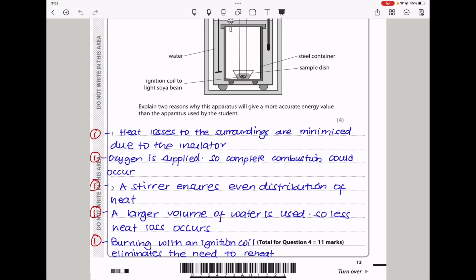Like I've already said, heat losses to the surroundings are minimized due to the insulator. Oxygen is supplied so complete combustion is going to be guaranteed. A stirrer ensures even distribution of heat. Then a larger volume of water is used so less heat loss occurs. Then burning with an ignition coil eliminates the need to reheat. So this brings us to the end of question 4. Let's continue to question 5.